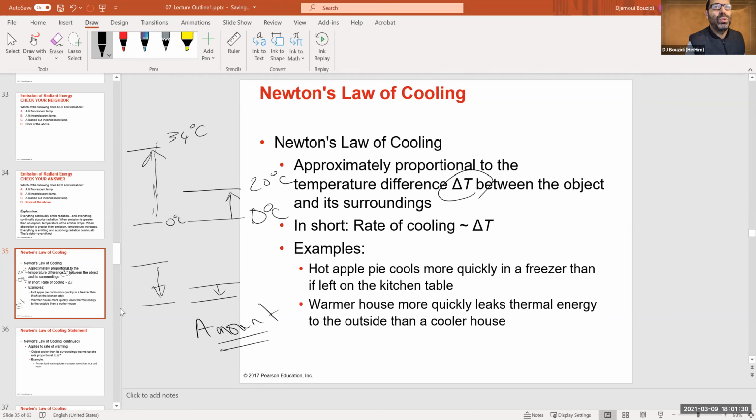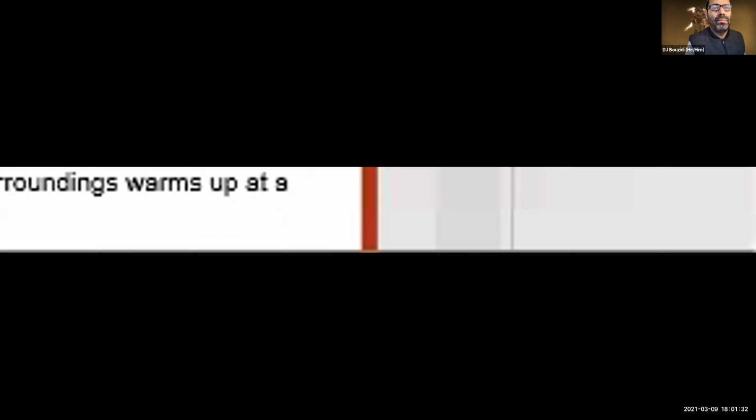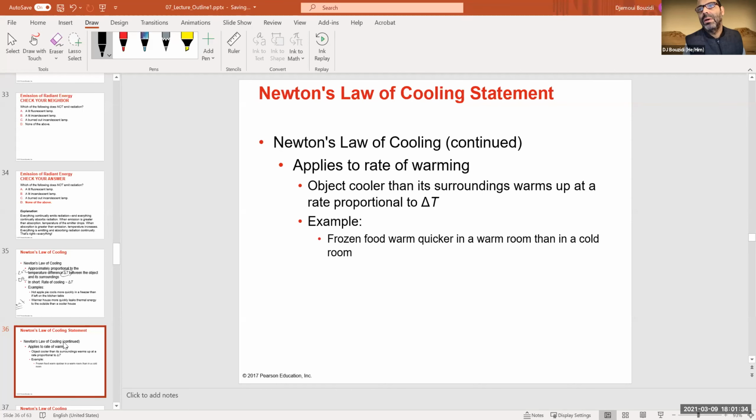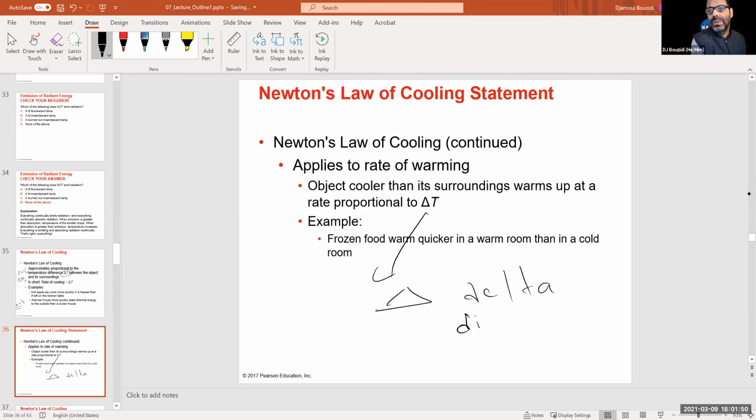This is an interesting experiment we used to do in the lab. It's fun. Again, Newton's law of cooling applies to the rate of change: an object cooler than its surrounding warms up at a rate proportional to delta T. Delta T, when you see the symbol delta, by the way, that means difference or change. Delta, that's how you read it. Difference or change. That's just a Greek letter that is used to.